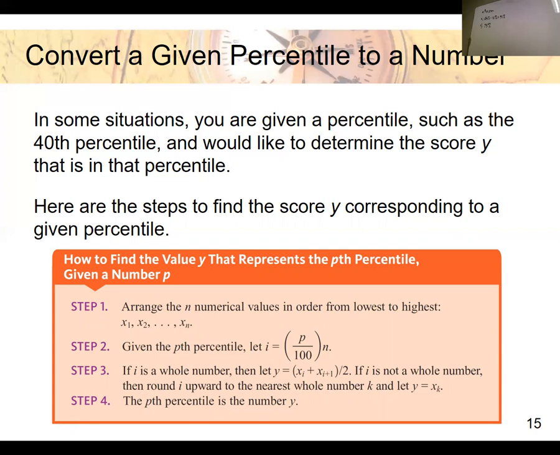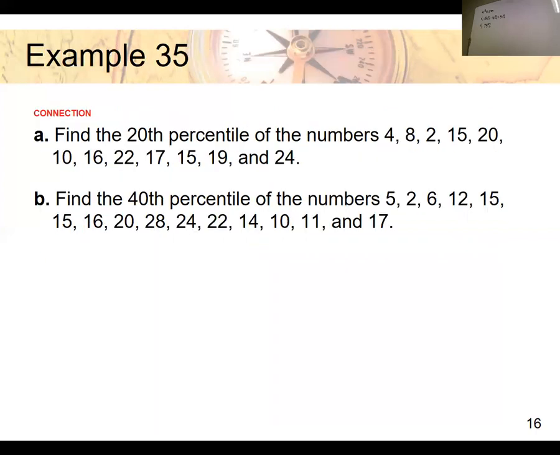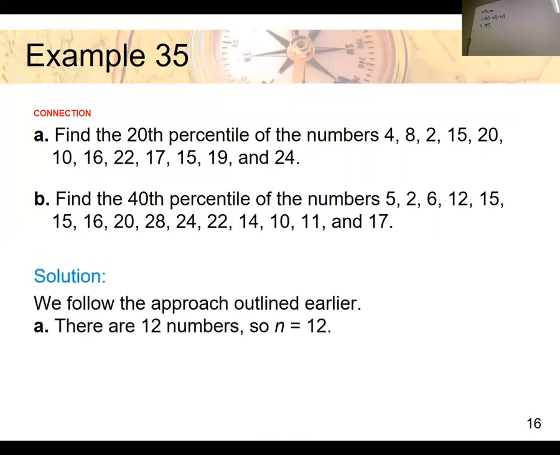On this next slide is an example of how that's done. Here's a couple of examples. Let's say in part A, we got those data values, and we want to find the 20th percentile of those numbers. In part B, you got another data set, and we're going to find the 40th percentile from that data set. Okay, let's start with part A. Here we got 12 numbers, so N is equal to 12.